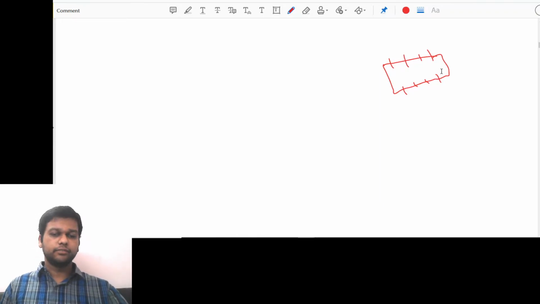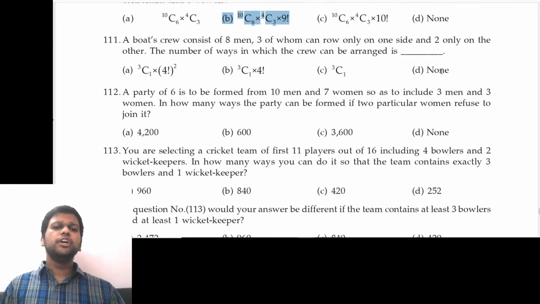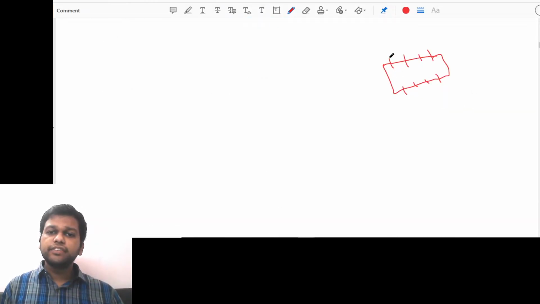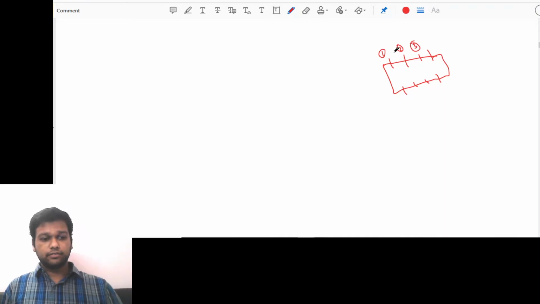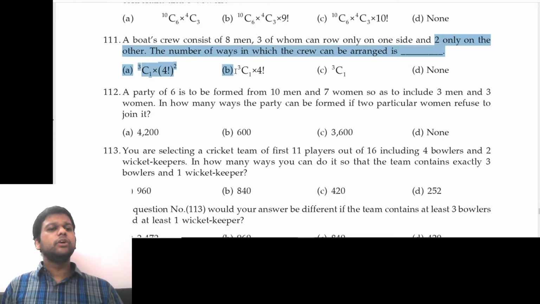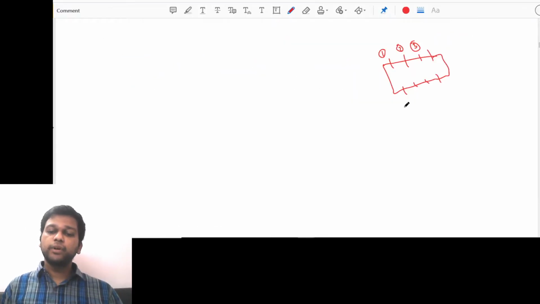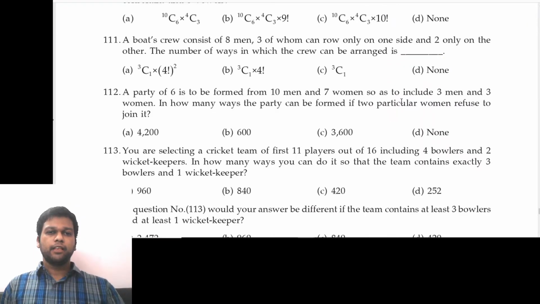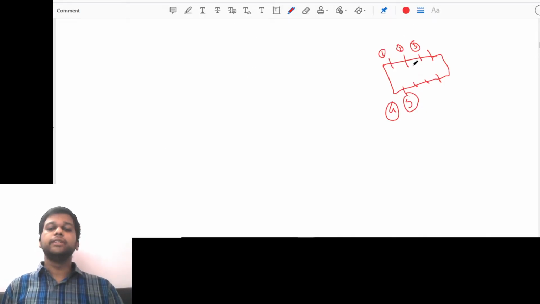Now let's see what they're asking. 3 of whom can row only on one side. That means 3 of them are fixed. Maybe one person, 1, 2, 3. They are going to row on this side only. And 2 only on the other side. That means maybe number 4 and number 5 have to be on this side only, compulsorily. Number of ways in which the crew can be arranged is. Okay, now understand carefully. These 3 are on this side, these 2 are on this side, that is fixed.